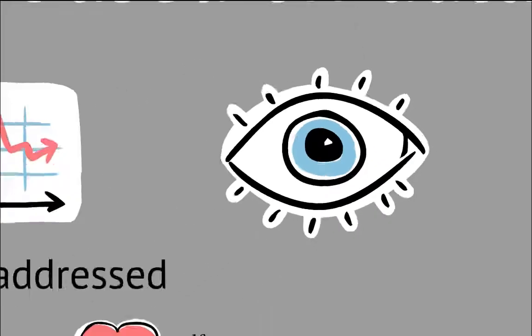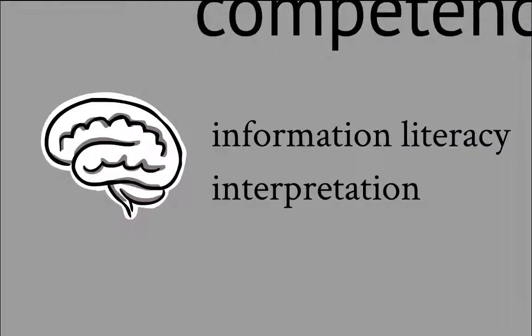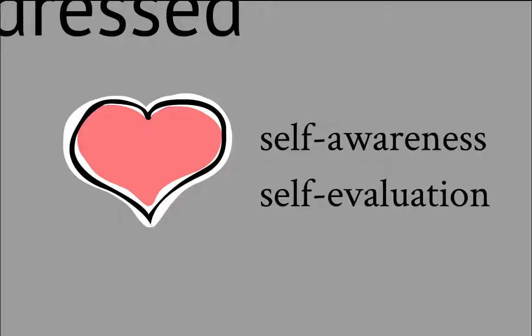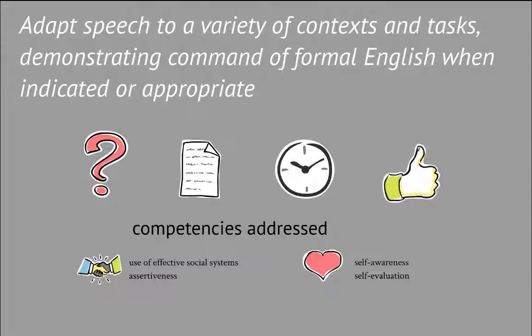This activity allows students to exercise the cognitive skills of information literacy and interpretation, as well as the intrapersonal skills of self-awareness and self-evaluation. Now let's look at an example from an English language arts standard in the area of speaking and listening. The standard states that students will adapt speech to a variety of contexts and tasks, demonstrating command of formal English when indicated or appropriate.